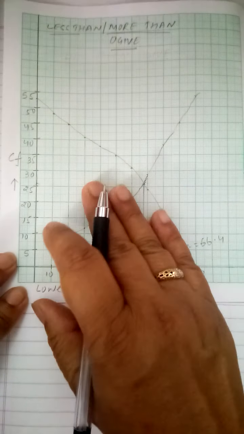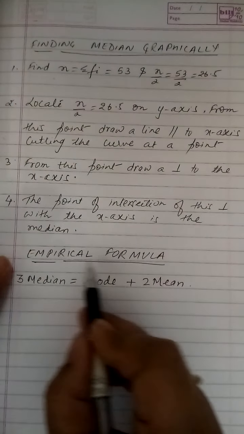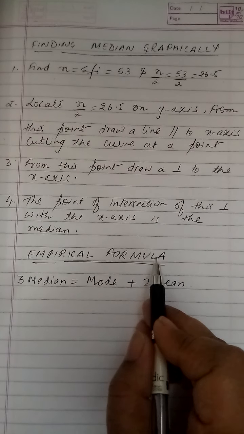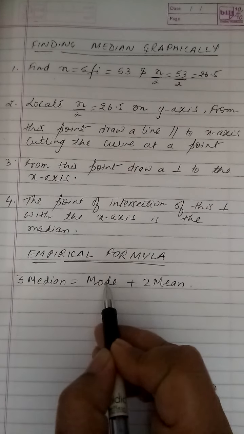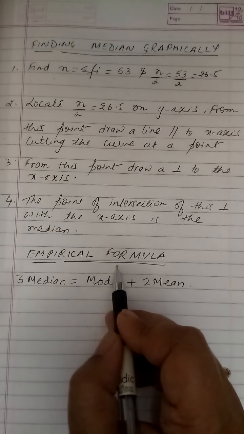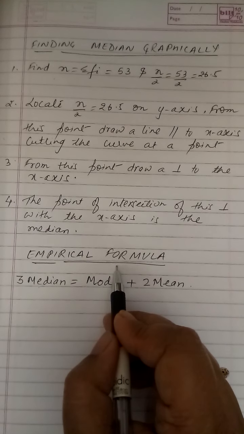Now coming down to another important formula from this chapter, it is called the empirical formula. This is the empirical formula. You have to remember this formula. It is given by 3 median equals mode plus twice into mean. Now this formula is at times asked as a 1 marker question in the board exam. The question comes as: state the empirical formula. Or at times you are asked to find mean, median and mode using this formula.